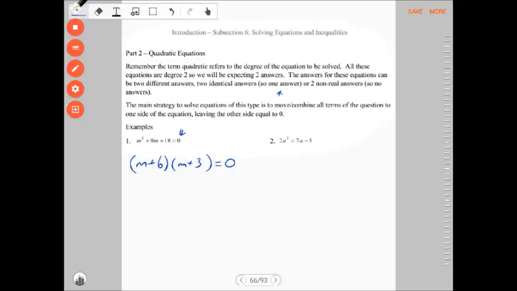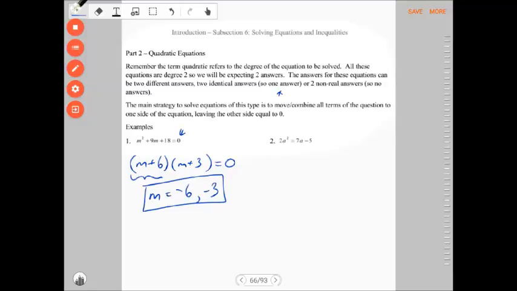Remember how this works now. To equal 0, anything times 0 equals 0. So we want to try and make one of these brackets equal 0. Well, if m is -6, -6 plus 6 is 0, and 0 times anything is 0. So one of the answers will be -6, and the other will be -3. Okay, so there's our answers, and yay!